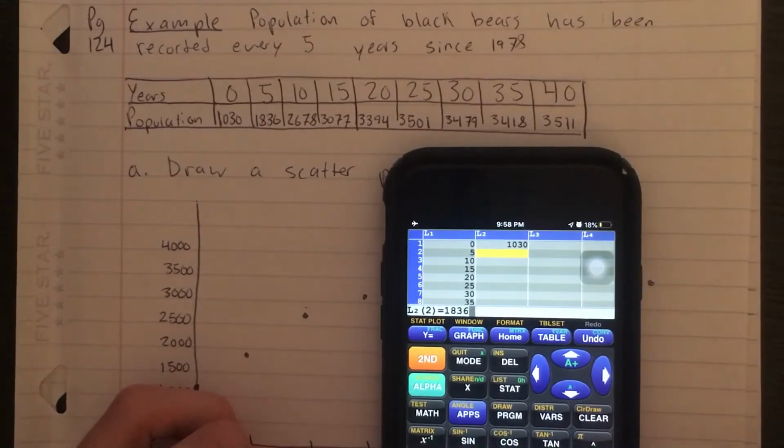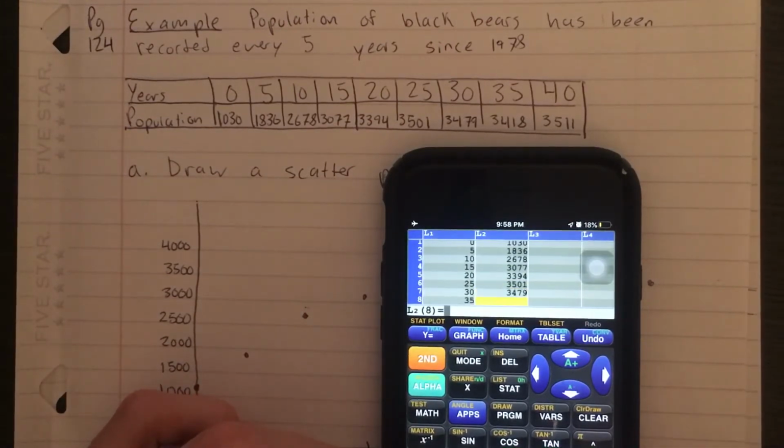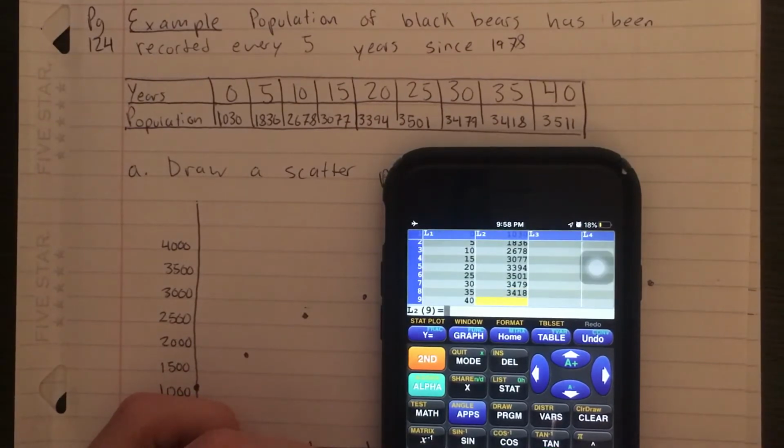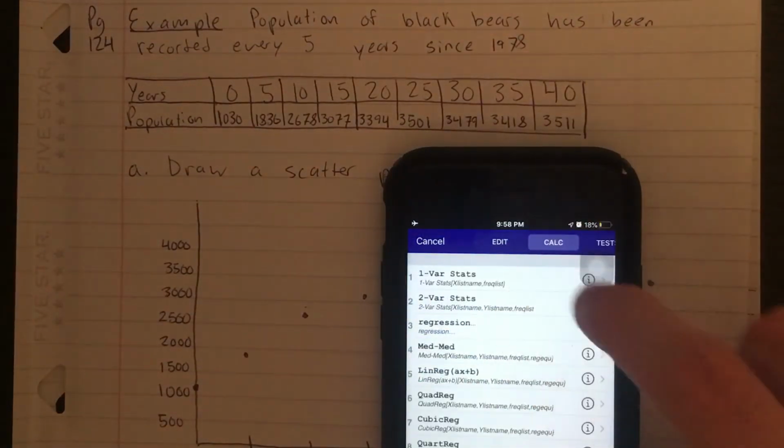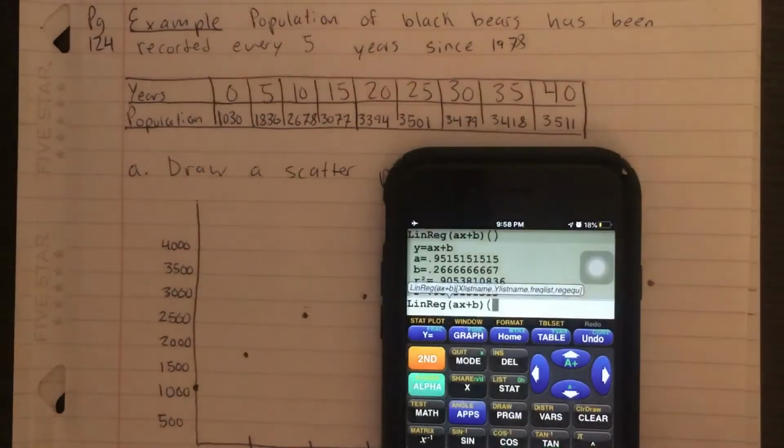So let's see, 1836, 2678, 3077, 3394, 3501, 3479, 3418, 3511. So when we go in to calculate Pearson's regular R, we go in for a linear regression here.